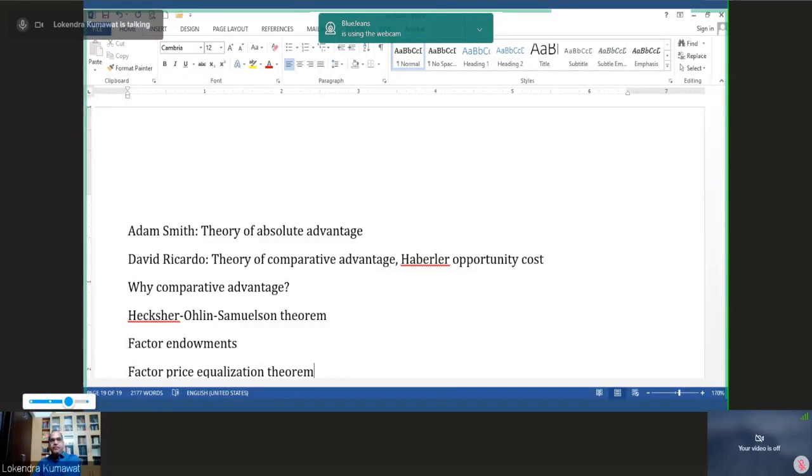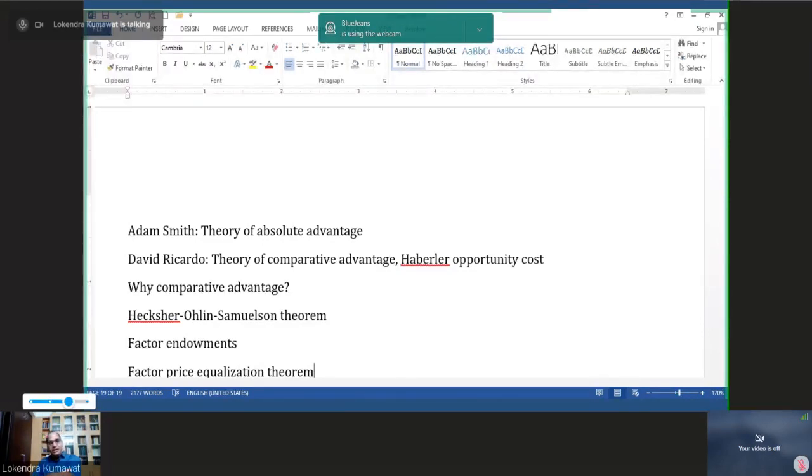Country A, which has labor in abundance and therefore a low price of labor, is producing a commodity which makes heavy use of labor. As a result, the demand for labor will be high in that country and the demand for capital will be low. As a result, the price of labor will rise and the price of capital will decline.